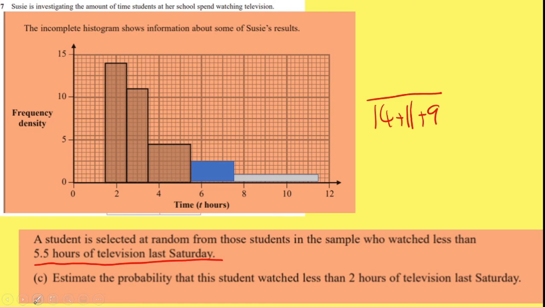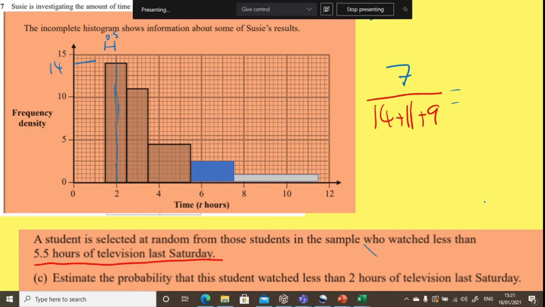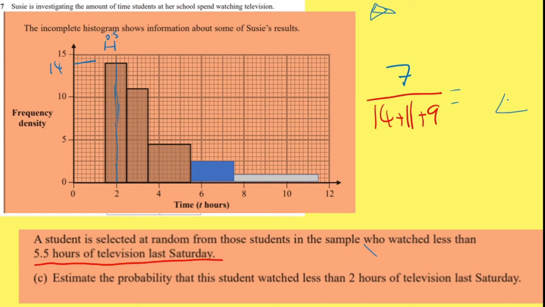Now we want the probability that it is less than 2 hours. So less than 2 hours is actually exactly halfway between that on there. Okay, so essentially this has got a height of 14, which is there, and I think that length there is estimated to be 0.5. So there's only 7 people who are less than 2 hours. So 14 plus 11 plus 9 is 34. So it's going to be 7 over 34. Type into my calculator, and that stays as it is. Okay.